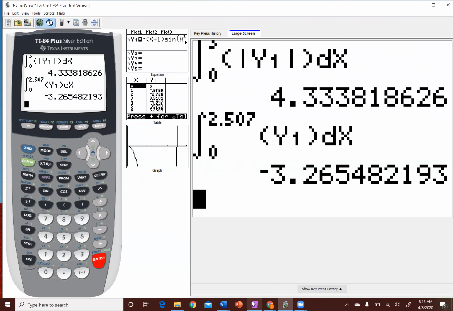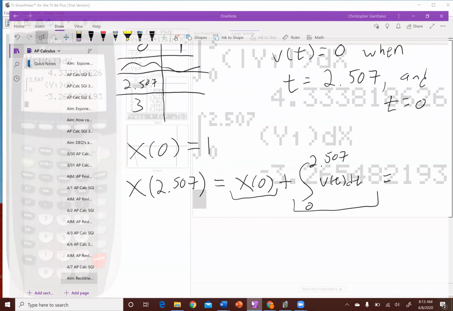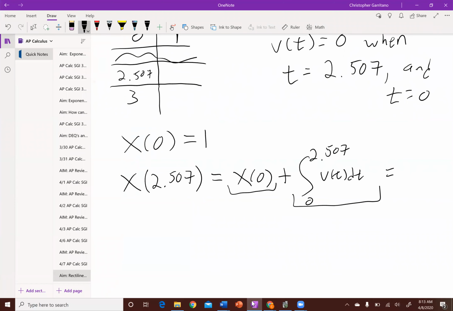So we do need to take into account the starting position though. So this ends up being 1 minus 3.265. And so x of 2.507 is just negative 2.265. It's a little messed up. 3.265.